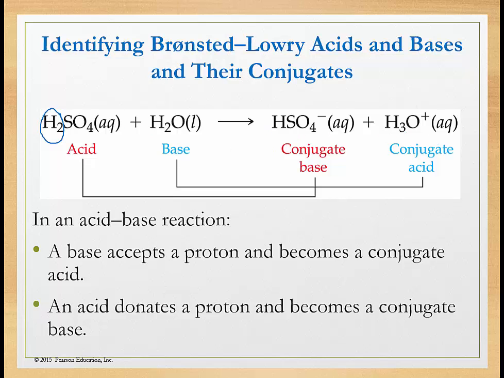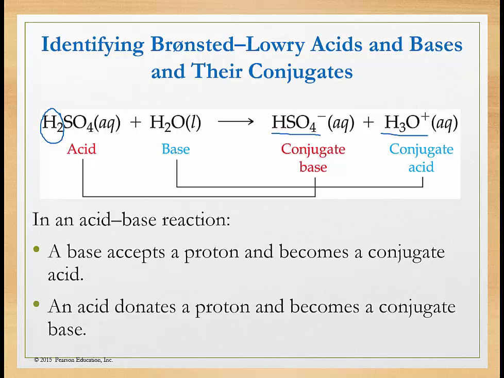Now, what happens is I only give up one at a time here, so only one proton is going to come off. So here I went from H2SO4 to HSO4-. I have a net negative charge now. This becomes the conjugate base of the acid that I started with. The water accepted the proton that was given up, so I get an H3O+. This becomes the conjugate acid of the base that I started with. Okay? So now we can look at acid-base reactions.